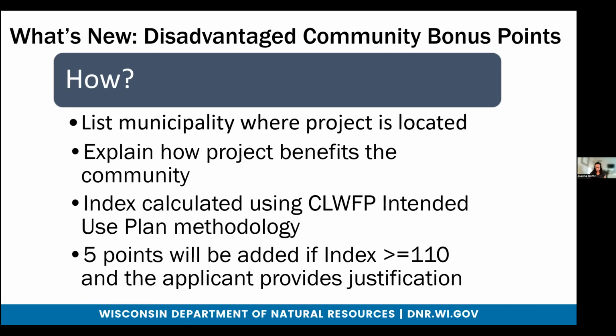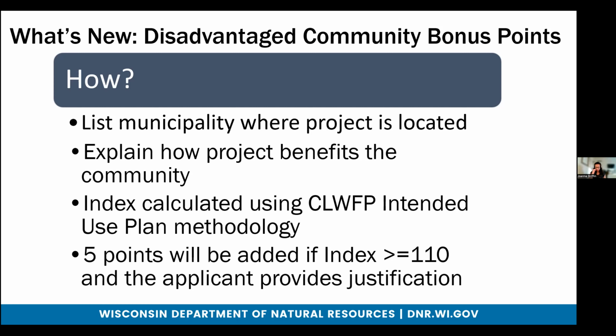So for large-scale projects with multiple communities, the department will calculate an area weighted average for the listed towns, villages, and cities. So the index is calculated using the methodology detailed in section X of the Clean Water Fund Program Intended Use Plan. The methodology can be found on our website and includes the following factors: population, median household income, family poverty percentage, population trend, unemployment rate, and the lowest quintile household income.